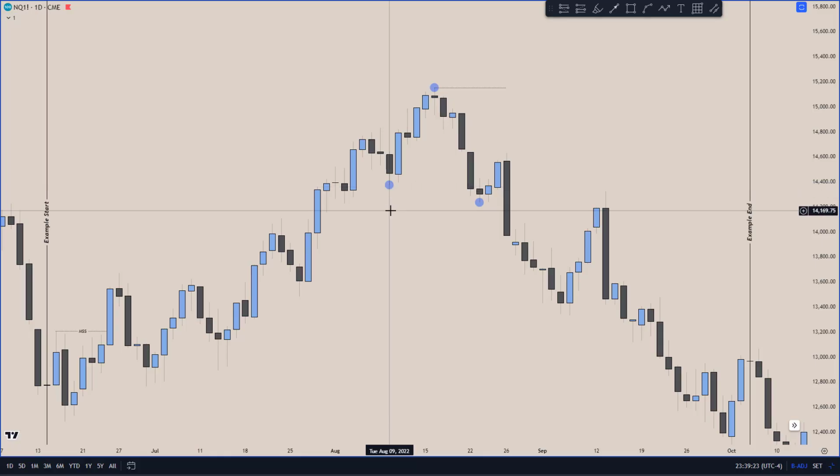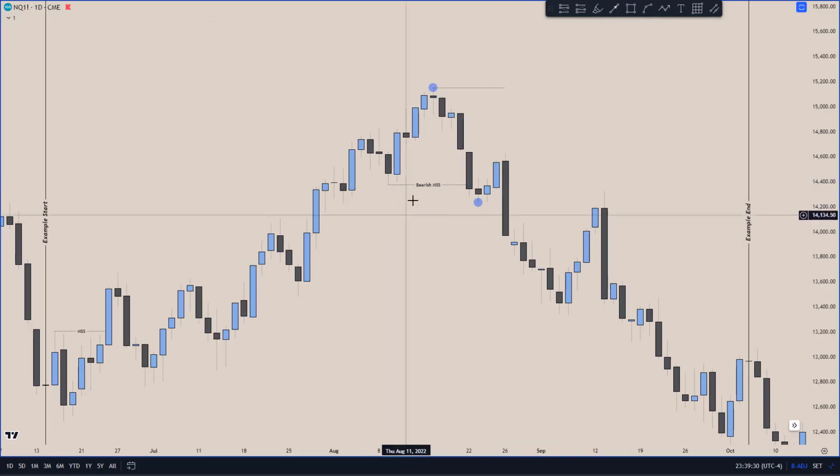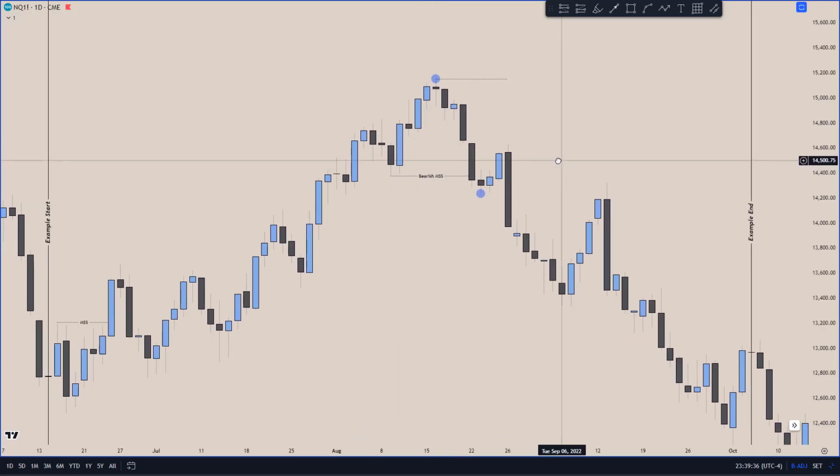And so here I'm going to delete this dot and leave the bearish market structure shift annotation here.